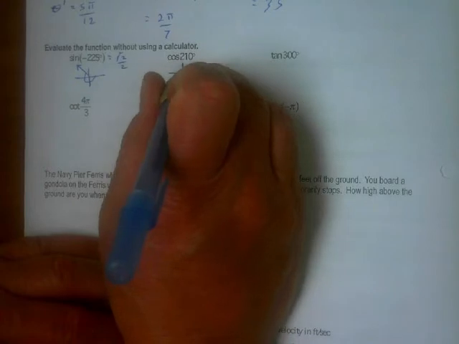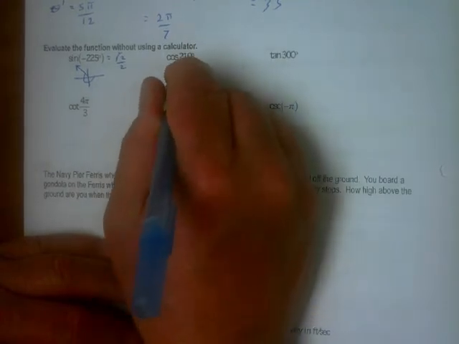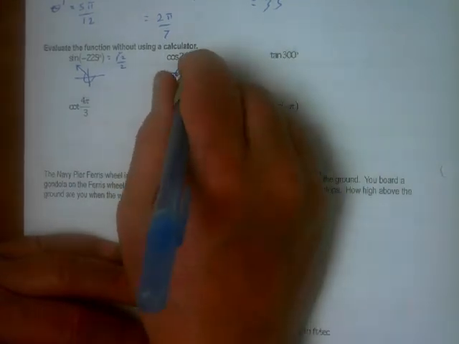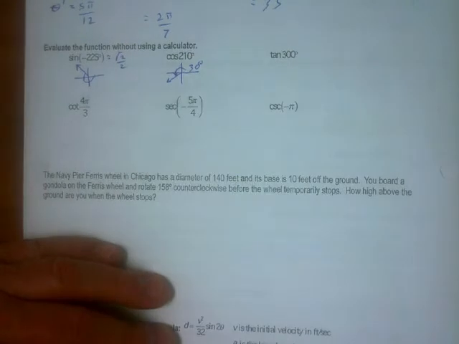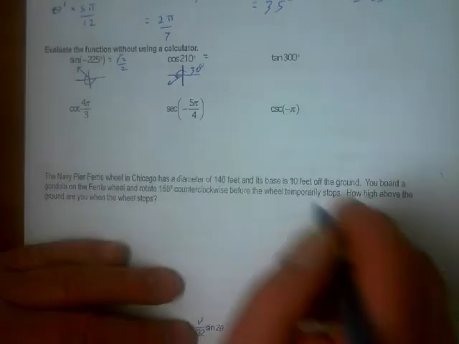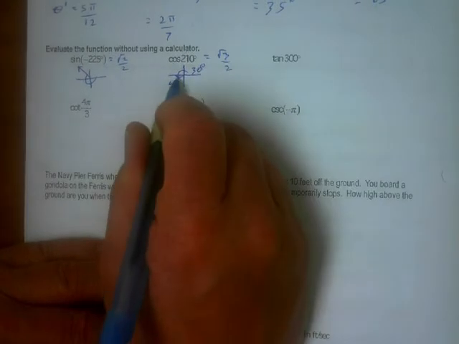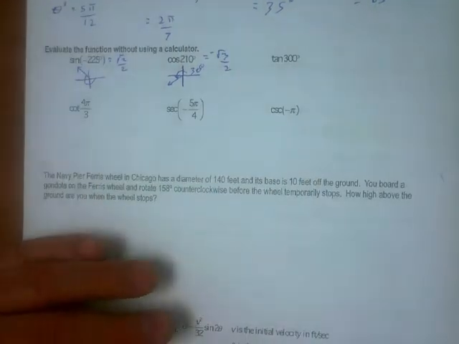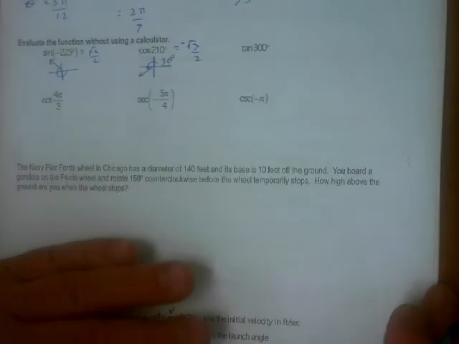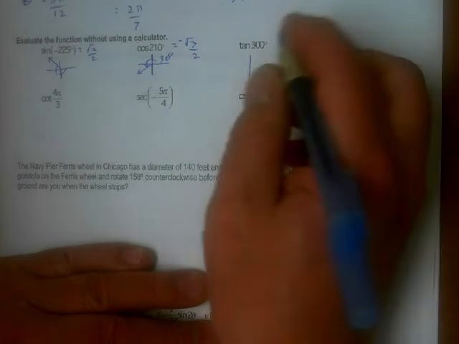Next one, we have cosine of 210. What quadrant is 210 in? Well, it's in the third quadrant. Its reference angle is 30 degrees. What is the cosine of 30 degrees? Root 3 over 2, but it's in the third quadrant, and we know cosine's negative in the third quadrant, so it's negative root 3 over 2.